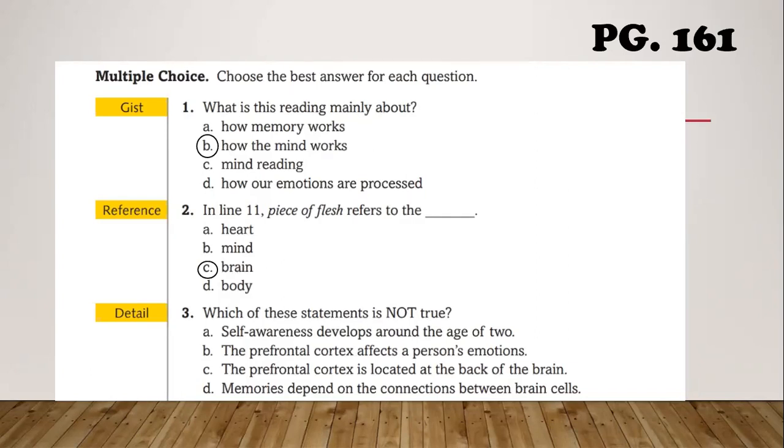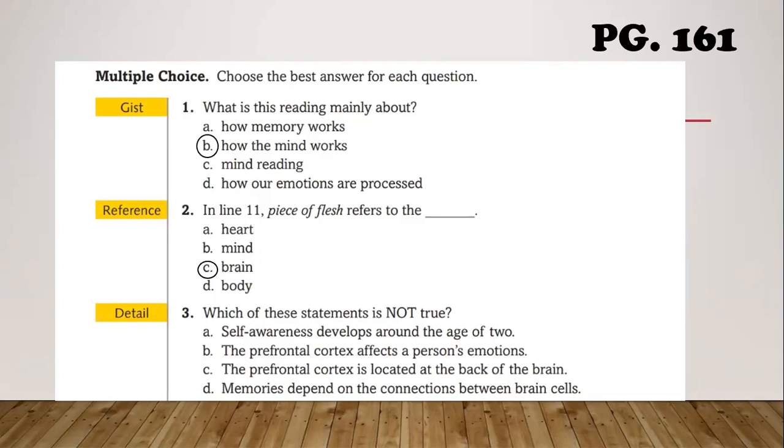Number 3, which of these statements is not true? Wow, we have a statement here. Letter B, self-awareness develops around the prefrontal cortex affects, or letter C, the prefrontal cortex is located at the back, or the last one, memories depend on the connections. Be careful, because this one is not true. Something that cannot be found in the story.